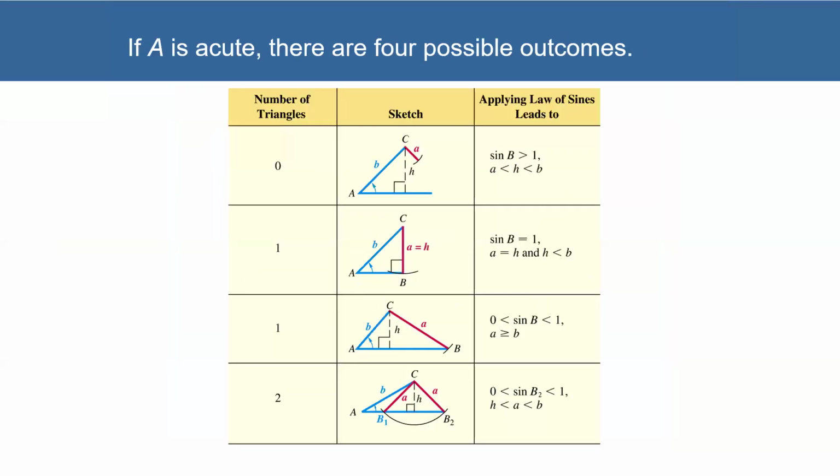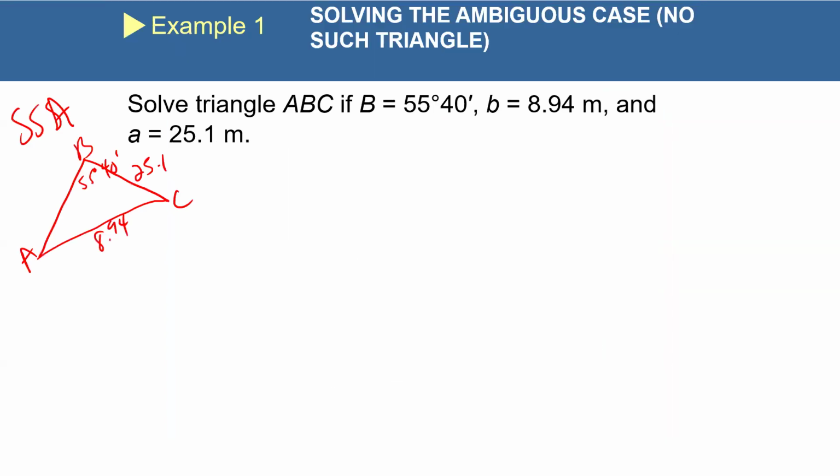Well, we found sine B. So our sine B is between 0 and 1. Because it's between 0 and 1, there are two options here. You've got to look at your A. If your A is greater than your B, then there's one solution. If your A is less than your B, then there's going to be two solutions. So what's the relation between our A and our B? A is less than B.